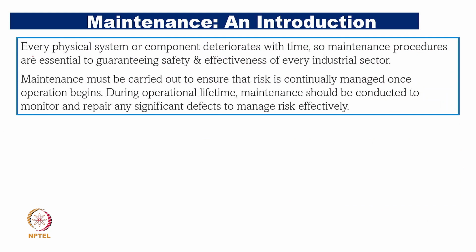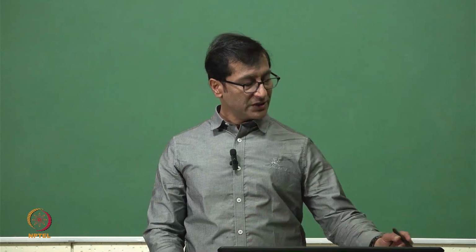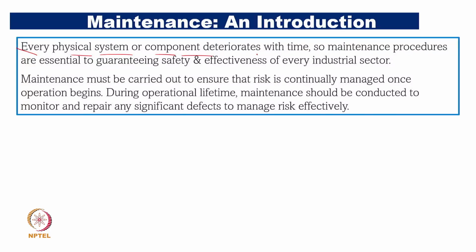Now we can say every physical system, as we have seen in tribology, deteriorates. It is an unavoidable phenomenon. It can be delayed, but it's unavoidable. So every physical system or component deteriorates with time. So maintenance procedures are essential to guarantee safety and effectiveness of these systems. And the maintenance must be carried out to ensure the risk is continuously managed once the operation has begun.